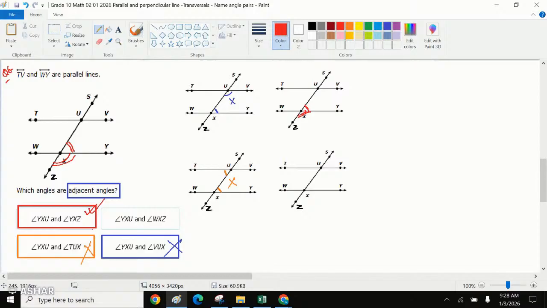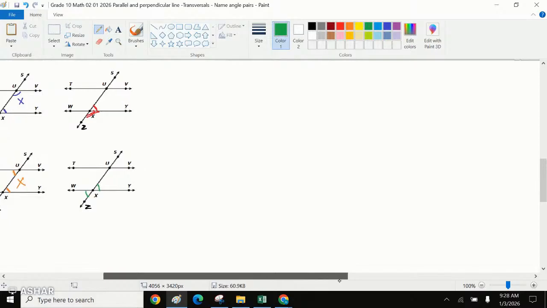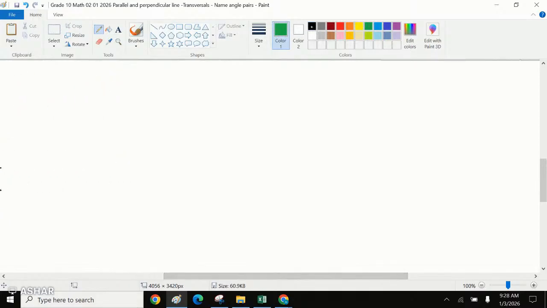Okay, let's look at the third option. If we have more than two angles which are adjacent, YXU, this angle, and WXZ. No, they are not adjacent. They're not next to each other. They are interior transversal angles, right? So we look at the next question.